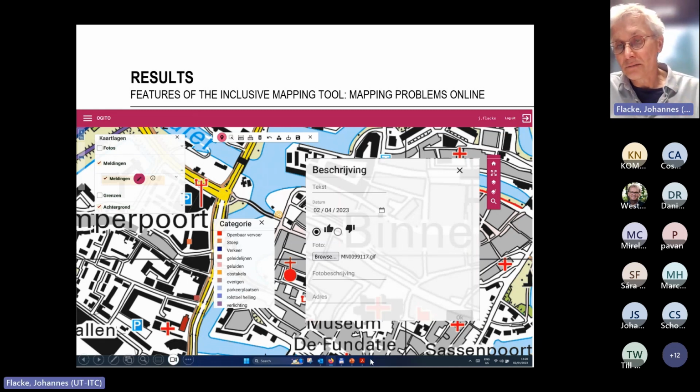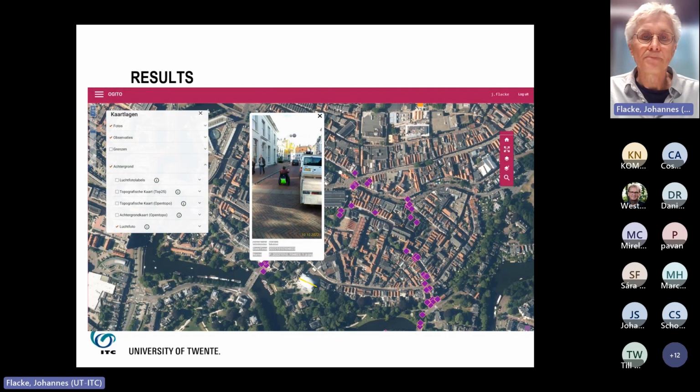And that's what our stakeholders right now do in the city of Zwolle. And in 3 weeks from now, we have the final workshop with the city municipality to discuss the results. You see here, once more, a couple of screenshots of how the tool works.